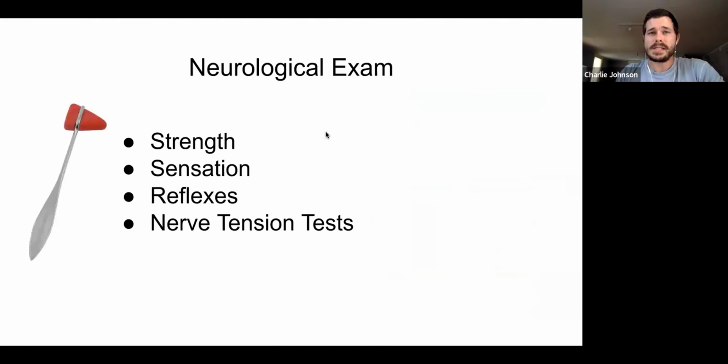Reflexes, there's three main reflexes they test for in a neurological exam. They're going to bang your knee. Probably remember that one. Your knee goes, whoo, right? Right versus left. That tests the L4 nerve in the spine.